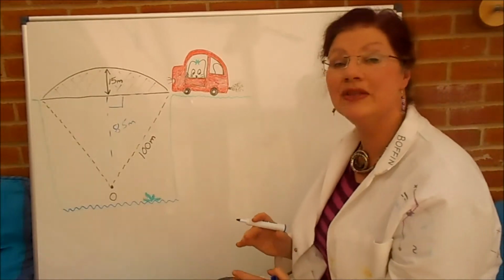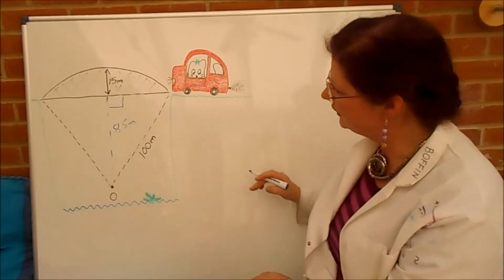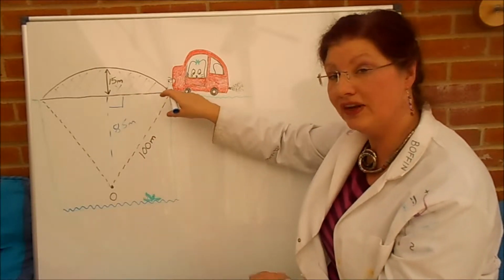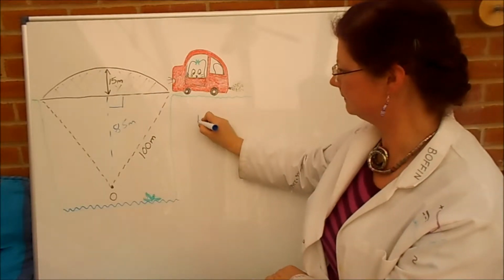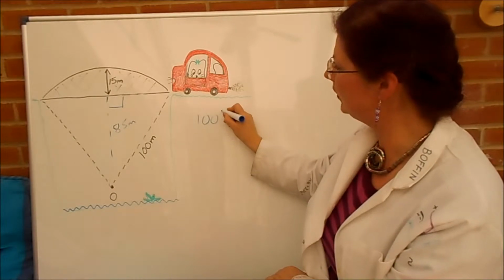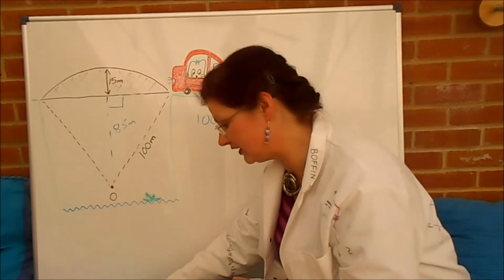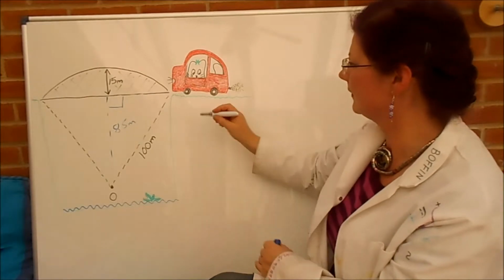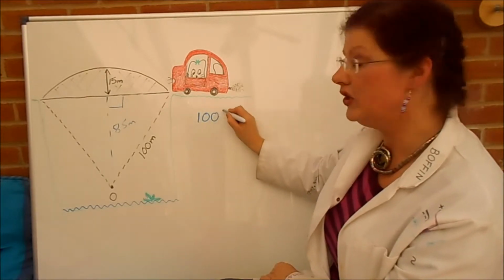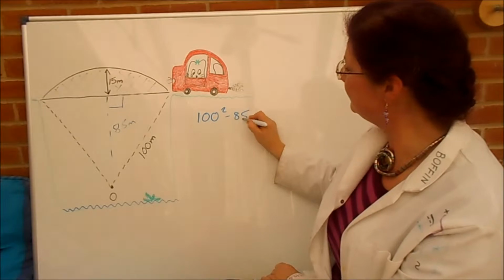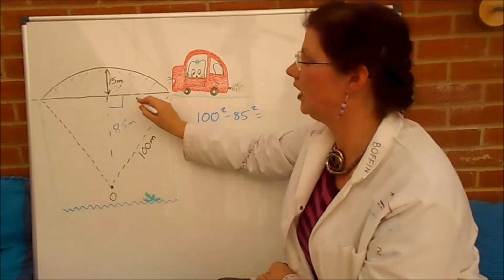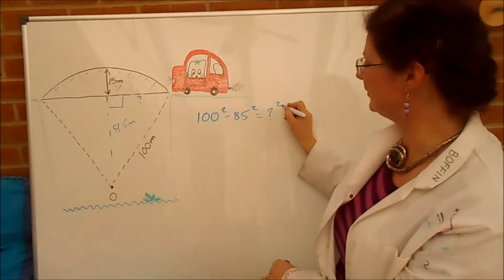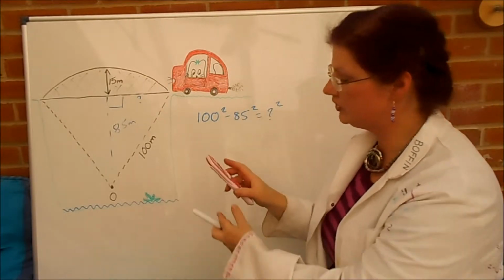And now we've got a simple bit of Pythagoras. So we've got the 100, we've got the 85, and we want to find, we're going to just find half the length of the bridge and then double it, of course. So we're going to do 100 squared minus 85 squared equals, I'm going to call that question mark squared.